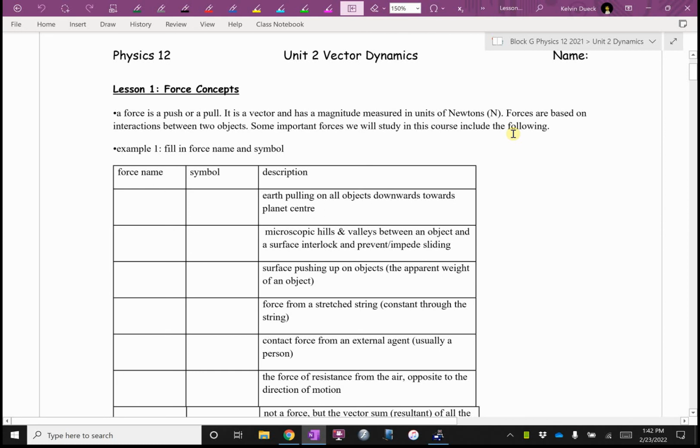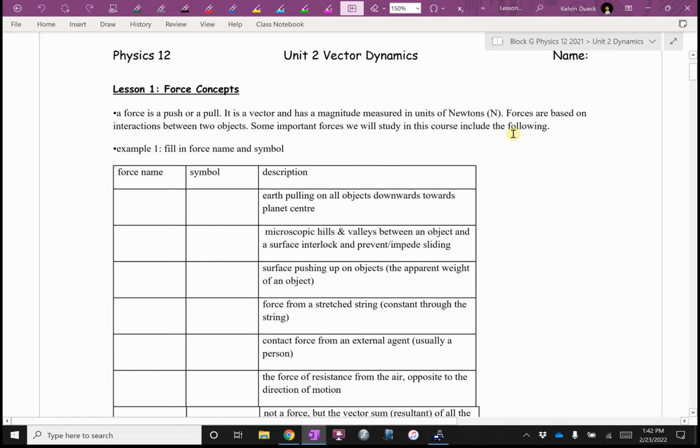So again, as I mentioned earlier, in theory, this should all be reviewed, but let's brush off the cobwebs. A force is a push or a pull. That's a bad definition of a force. Really, a force is an interaction between two objects. Well, this is a good enough definition for Physics 11, Physics 12. If you push on something, if you pull on something, you're exerting a force.